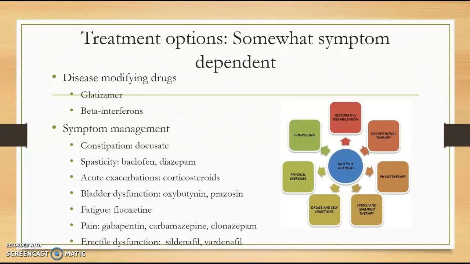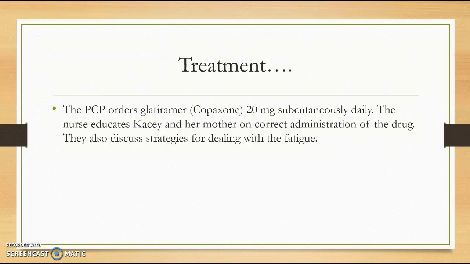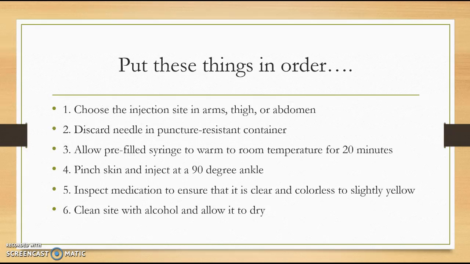For erectile dysfunction, you have the -afils. So the PCP orders glatiramer 20 milligrams subcutaneous daily, and the nurse educates her on the correct administration for the drug. So, putting these things in order. Right, so look at that. If you want to work this out, I would tell you to pause the video, do it, and then come back.